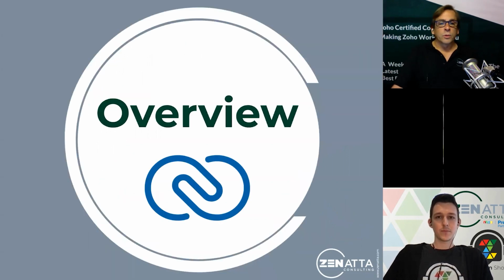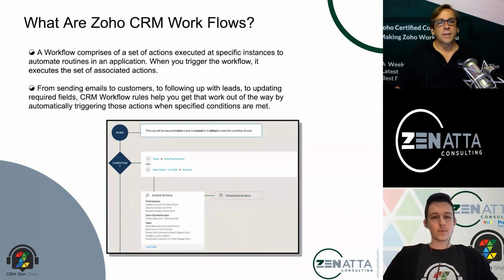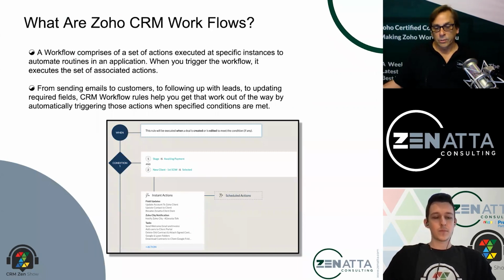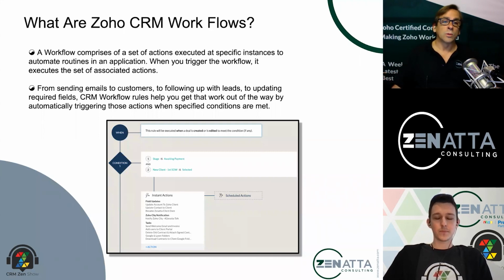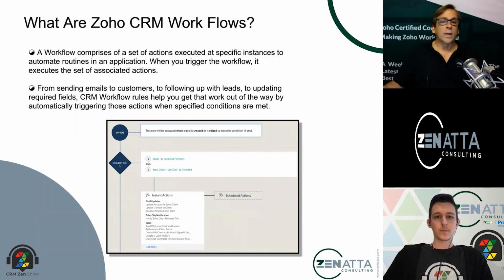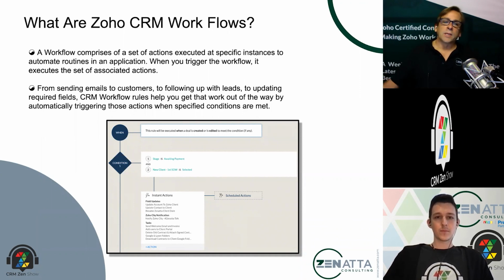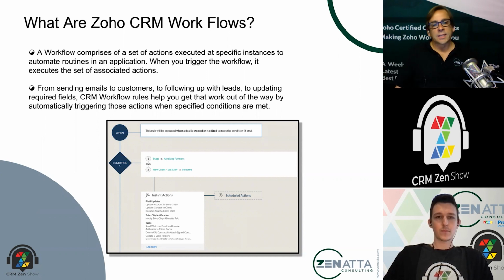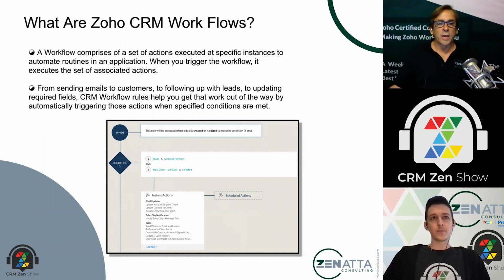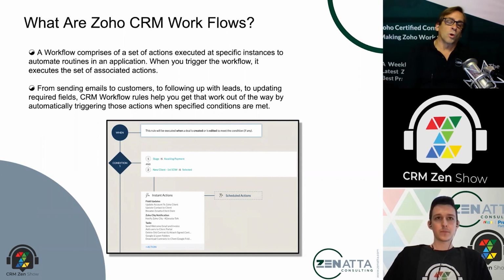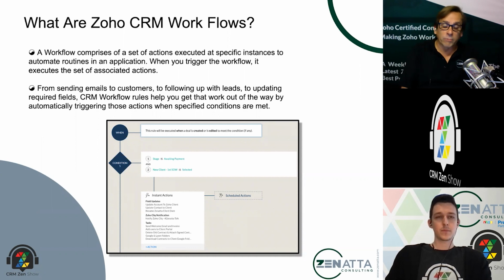So with that, for those of you that don't know, what are Zoho CRM workflows? Basically, they comprise a set of actions that allow you to say, if this happens, then I would like you to do this. And this can be for anything. So it can be updating fields. It can be following up on leads, setting tasks, firing off emails. Basically, when a certain set of conditions are met, then we're going to have these certain things happen in the CRM. And those things can be very powerful.